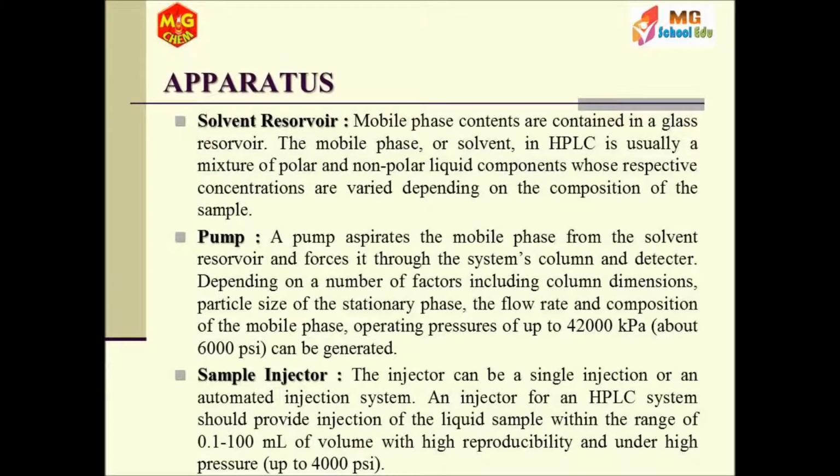Sample injector. The injector can be a single injection or an automated injection system. An injector for an HPLC system should provide injection of the liquid sample within the range of 0.1 to 100 milliliters of volume with higher reproducibility and under high pressure, up to 4,000 pounds per square inch.